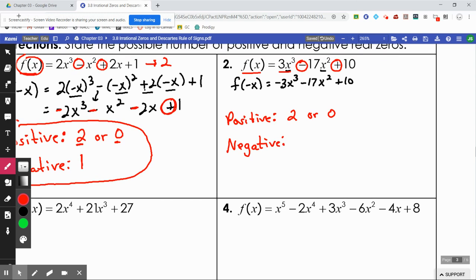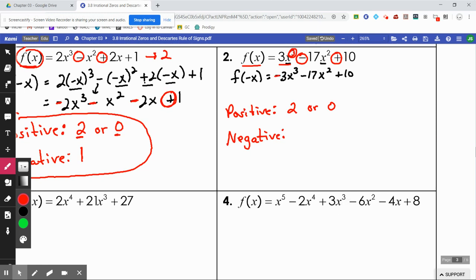Now how many am I looking for? I'm looking for 3 total. So 2 of them or 0 of them are going to be positive. So I bet one of them is going to be negative. Let's see. You go from negative, you stay negative, and then you go to positive. So that's your only sign change. So you have 1 negative zero there.